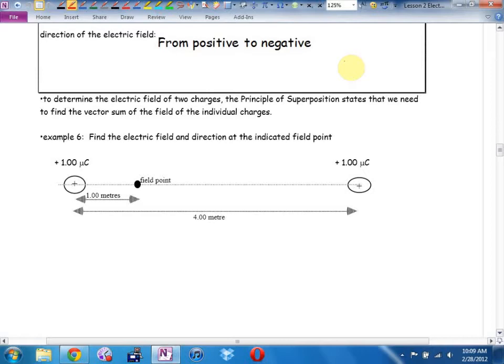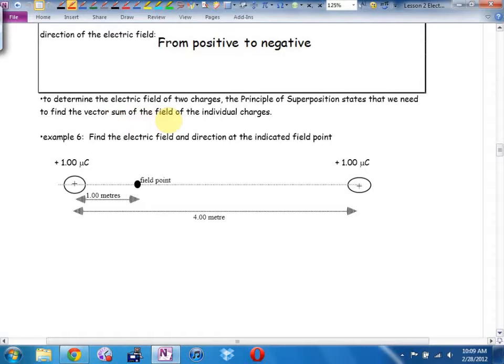I'm going to give you more than one charge, probably two. And I'm going to say, find the net electric field at a location somewhere between them. So, to determine the electric field of two charges, the principle of superposition, that's a fancy phrase, says you find the vector sum of the field of the individual charges.